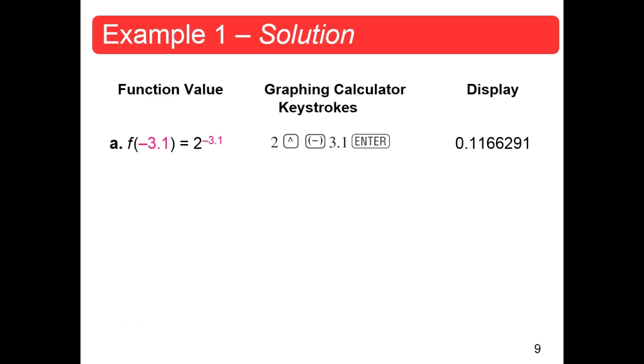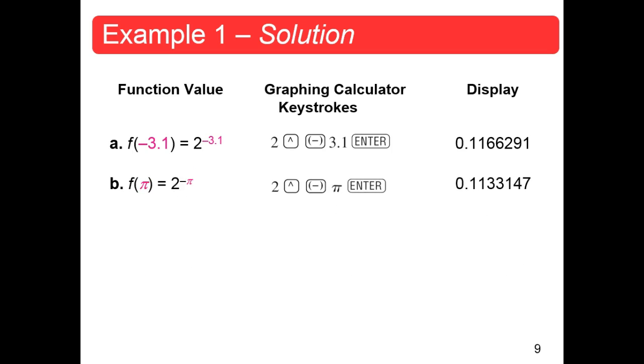Okay? Now you might say, why is that a small number like that? Because your exponent is a negative. Yes, exactly. That'd be the same as 1 over 2 to the 3.1. You're absolutely right, which would be 1 over something greater than 8. And sure enough, that's that.